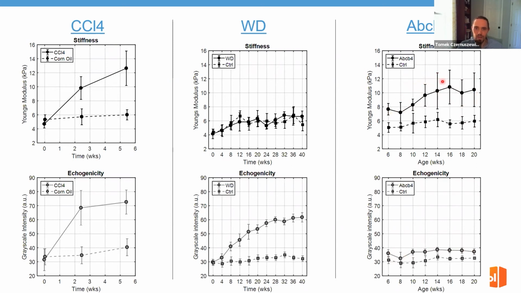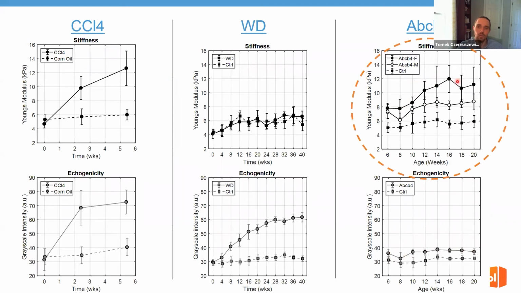I dug a little deeper into these error bars. They were a little large for my taste, but it turns out that if I stratified the animals by male and female, I actually saw pretty different dynamics between the two. In this case, the male mice had softer livers, and the female mice had stiffer livers, suggesting that the female mice were actually more affected and potentially more diseased.